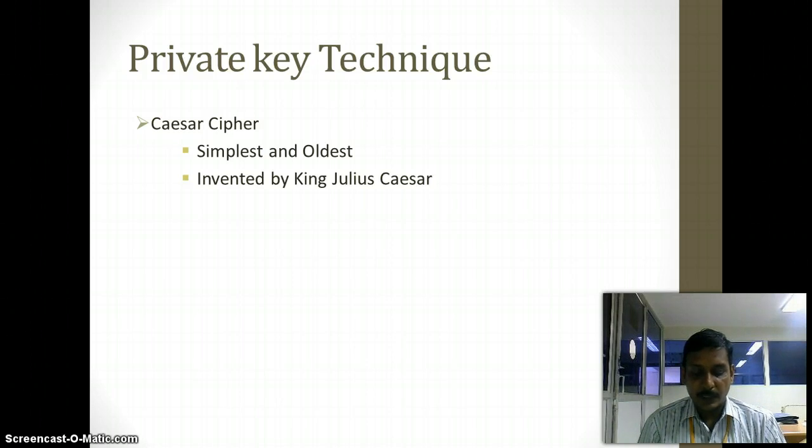The first private key cryptographic technique that was studied was the Caesar cipher. This is one of the simplest and the oldest techniques and was invented by the king Julius Caesar. The reason this technique is called simplest is because the key value is always 3.